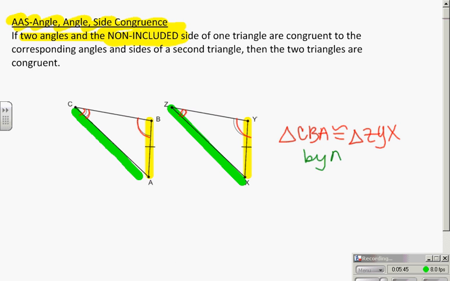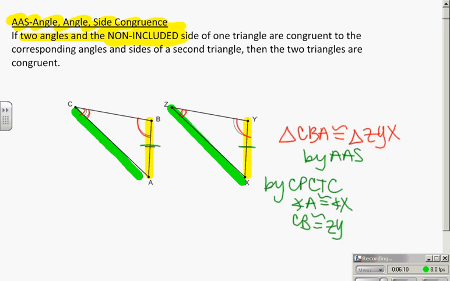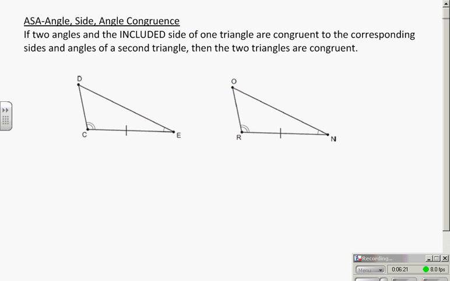Let's go back a second and just quickly look at that. If I know that these are congruent by angle, side, as given in the picture, by CPCTC, corresponding parts of congruent triangles, I get the remaining angle, angle A, is congruent to angle X, and the two remaining sides, that CB is congruent, get the order right, to ZY, and that CA is congruent to ZX. That's how CPCTC works.